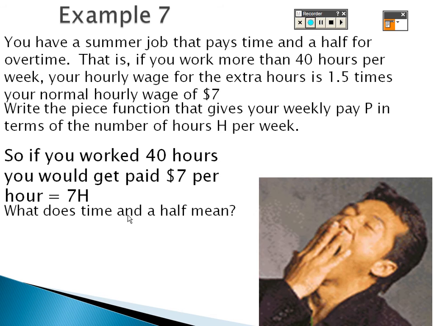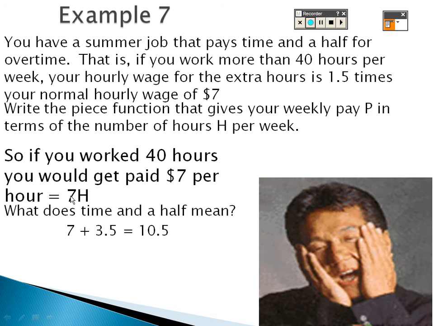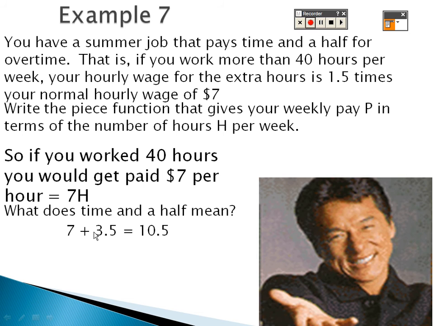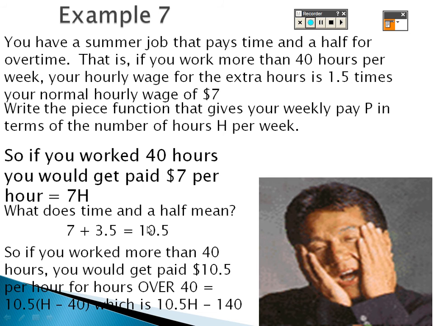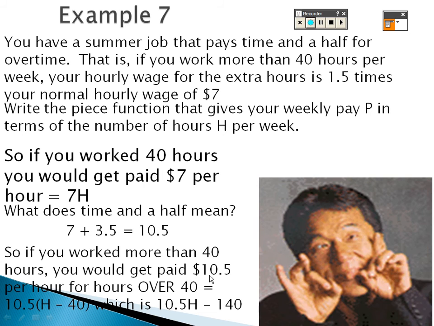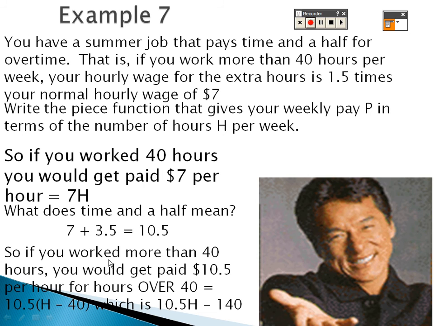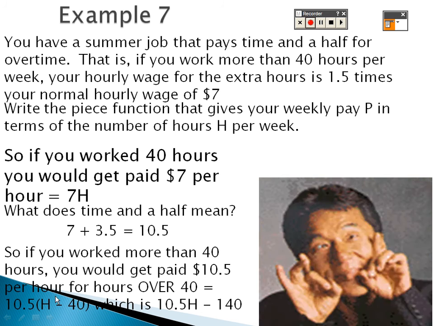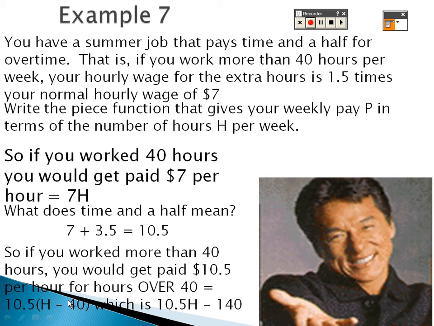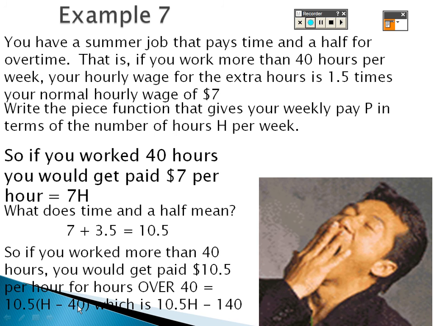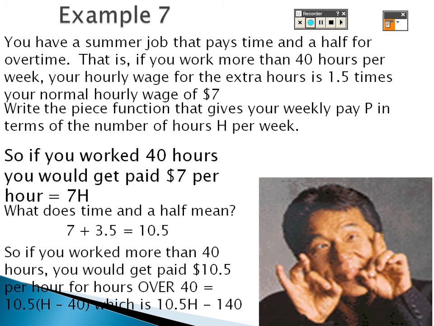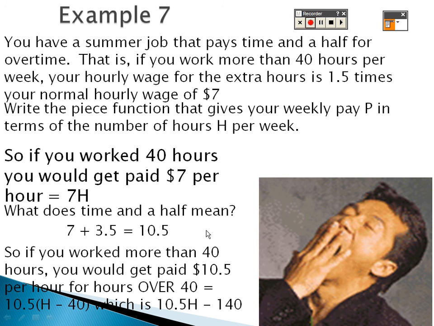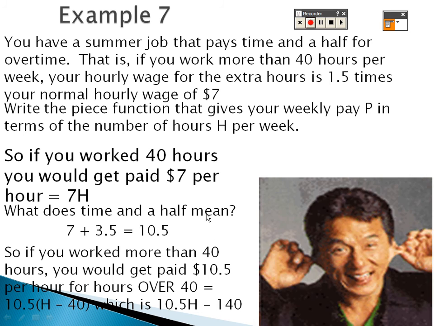And what does time and a half mean? It means you get paid time plus a half. So half of that is 3.5. So you actually get paid 10.5 an hour. But you only get paid 10.5 an hour when you work over 40 hours. That's why it's h minus 40. Because if I worked 45 hours, 45 minus 40, I only get that money for 5 hours, right? So 45 minus 40 is 5.